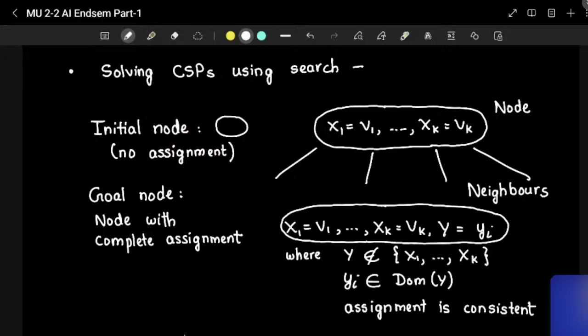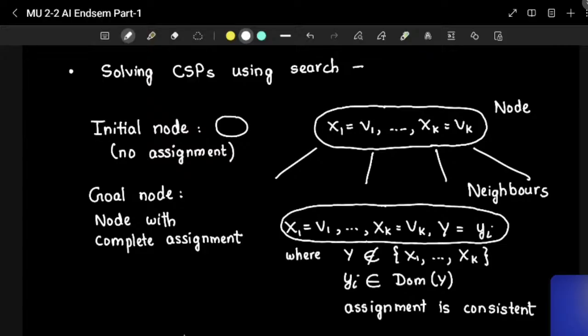So how do you use search algorithms? We will create a search tree and it looks something like this. Before getting into the initial node, I'll first have to tell you how this search tree looks. This search tree is going to be used to solve CSPs. So how does a typical node in this search tree that solves a CSP look like?